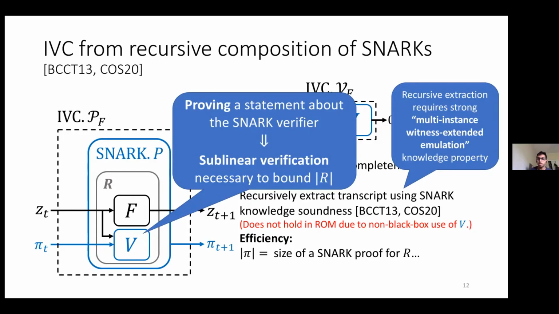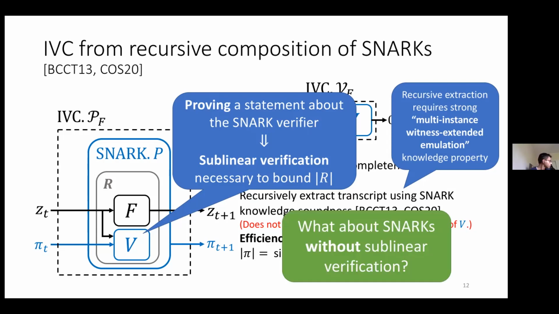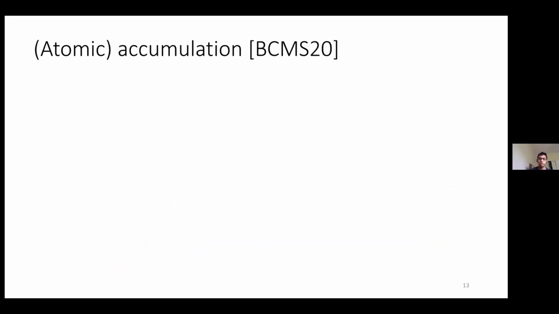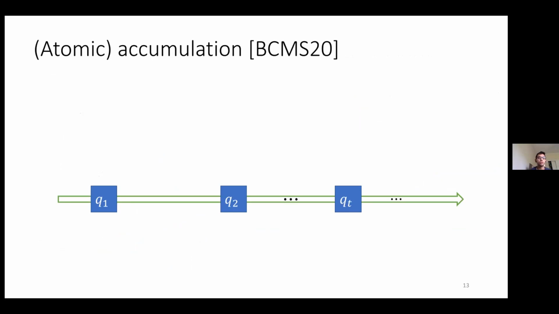So where was I? Right. Okay. So we need to have this. So what about SNARKs without sublinear verification? This is where Halo and our work BCMS20 comes in. The idea here is to use this new primitive called an accumulation scheme. In this paper, to differentiate it from other accumulation schemes, we call these atomic accumulation schemes.